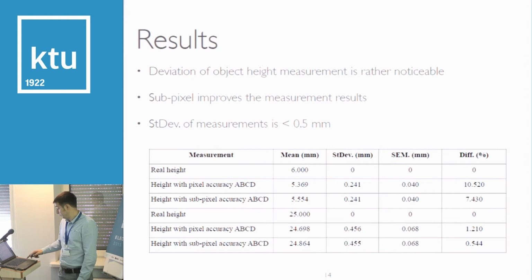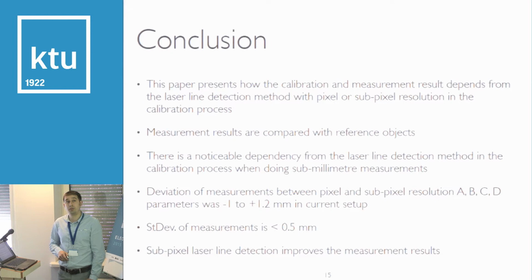So for the conclusion, we have investigated how the calibration measurement results are dependent on the laser line detection method with pixel and subpixel resolution. And we saw that there was quite a big influence. We compared the measurement results with reference objects, and the deviation was around -1 to +1.2 millimeters in our setup. Standard deviation of the measurements was less than 0.5 millimeters. And we found out that actually the subpixel laser line detection method improves the measurement results. But again, if the measurement accuracy is not so important, let's say within a few millimeters, then the pixel resolution laser line detection method is okay as well.